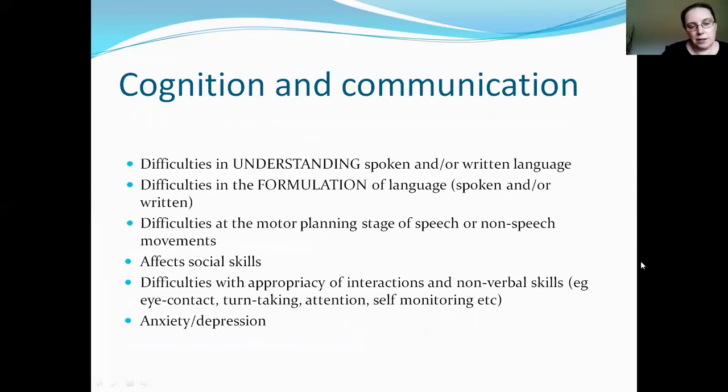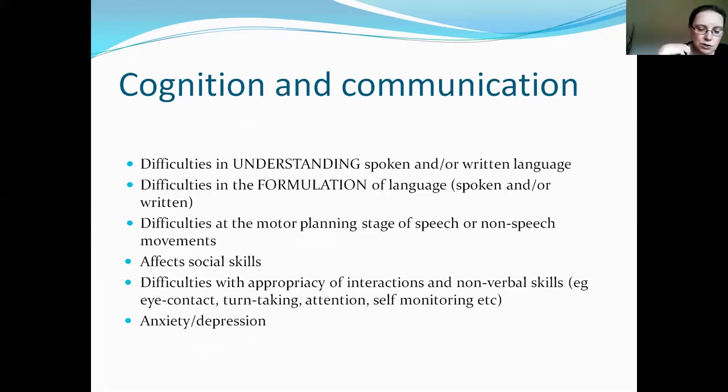So thinking back to the communication process we discussed before, the changes in the brain in someone with Huntington's means that they struggle to articulate what they want to say. They find it hard to start a conversation. They may have difficulties in understanding what you're saying to them, and that can be from the spoken word, or it can even be through written language as well. Then they have difficulties in that formulation of language, so putting those words together to form sentences. And again, that can happen in the spoken word or when they're writing too.